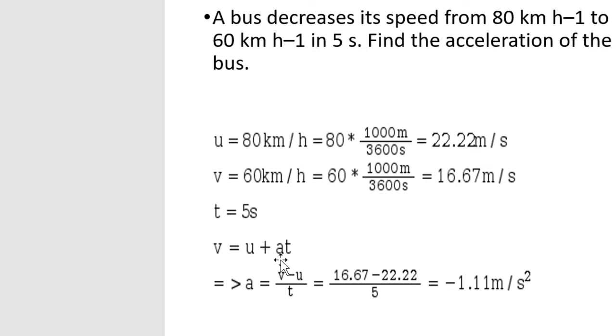What you have to calculate is your acceleration. So acceleration is going to be minus 1.11 meters per second square. These units are very important, right? Look at this. Velocity is meters per second. But what is acceleration? Meters per second square. Okay. And what does this minus sign tell you?